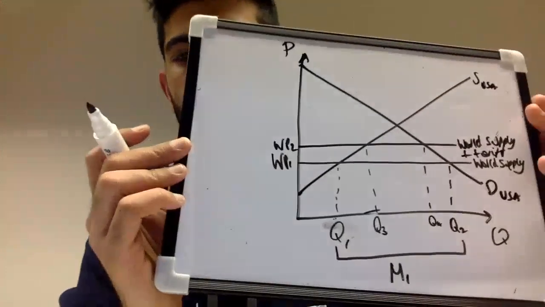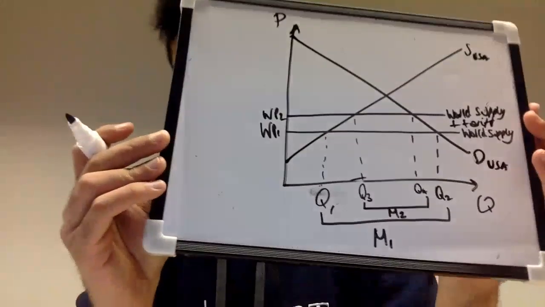At the same time, demand at this new world price will fall to Q4. Why? Because consumers domestically think, it's really just not worth my while. It's too expensive now. I can't afford to buy as much of it. Therefore, the level of imports will fall to M2.